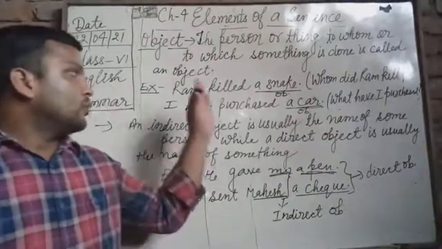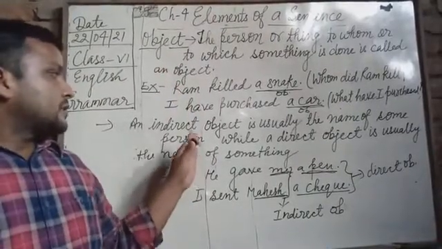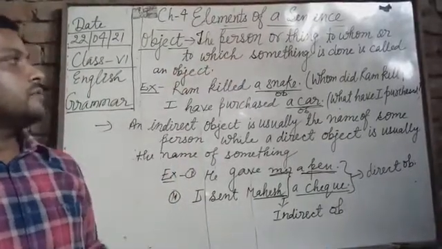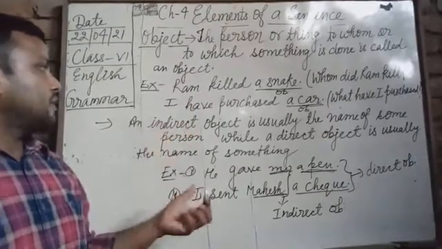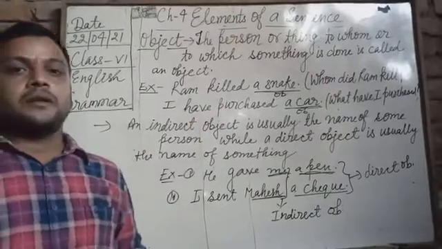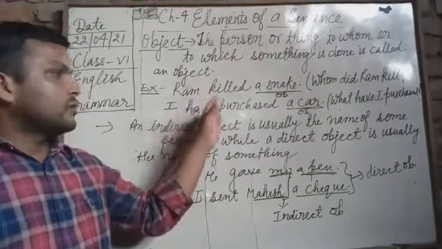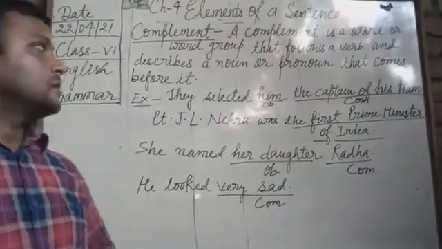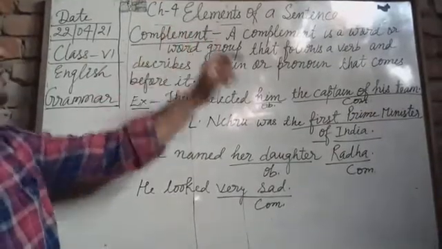Okay, so this is the definition of the object, kinds of the object, and the examples of the object. You will write down in your notebook. Okay, students, now see about complement.